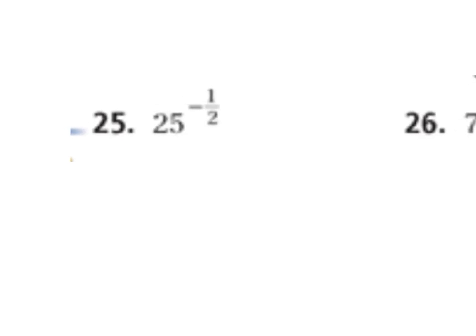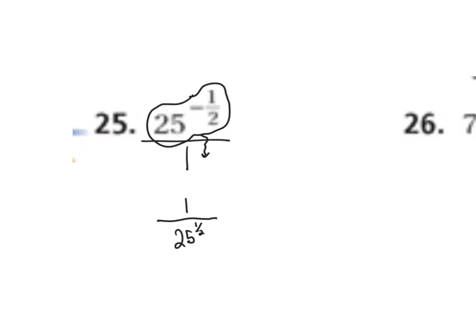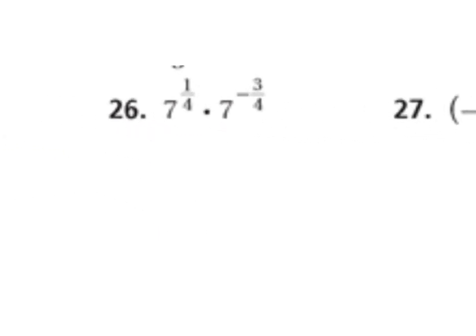All right, what does a negative exponent do? It says anything that's attached to a negative moves below the fraction bar. So it's on the top, so move it below. So now we're going to have 1. You could always have a placeholder, 25 to the positive 1/2. Once it moves, the exponent becomes positive.